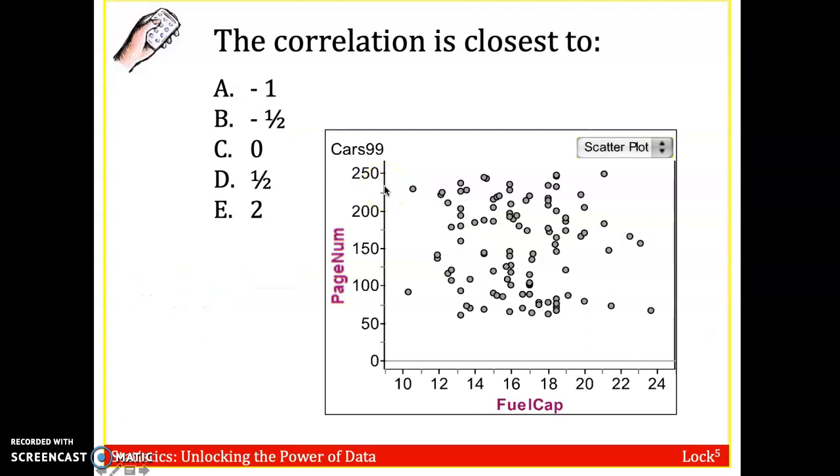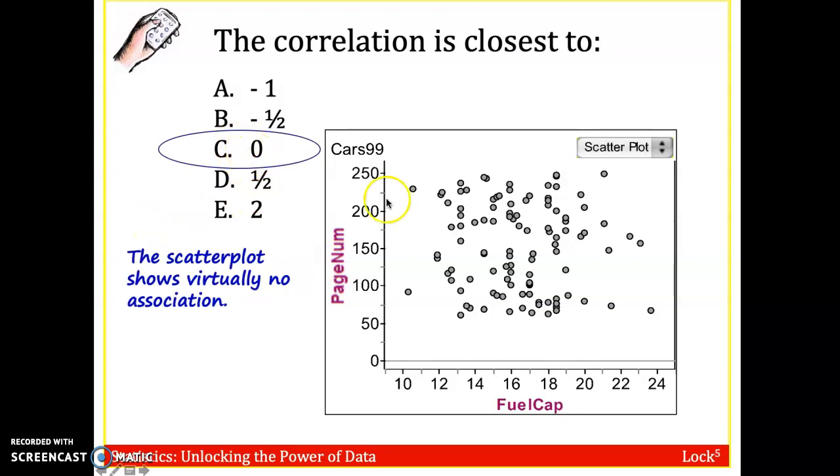What if we take page number versus fuel capacity? We talked about this a couple slides ago. Hopefully this is about 0. There's really no correlation. Or you can think about it this way: if you could just draw a flat line between your data, that really means no correlation. And a flat line has 0 slope. Think like that.